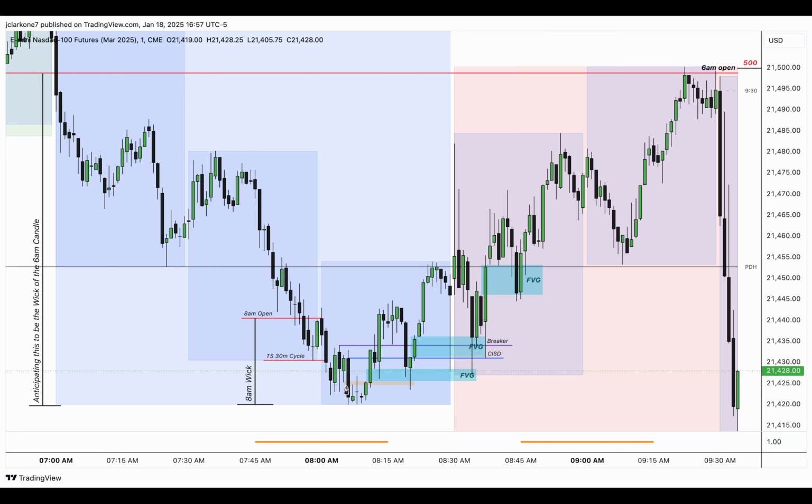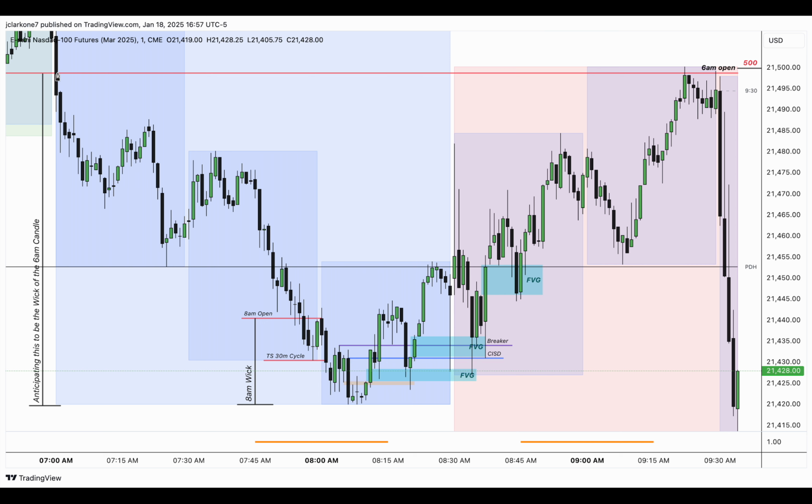Yeah, so we have the IFVG. We have the change in the state of delivery. We end up getting a breaker. We get a couple fair value gaps where you can pyramid into them. And then it hits the 6 a.m. open, okay?